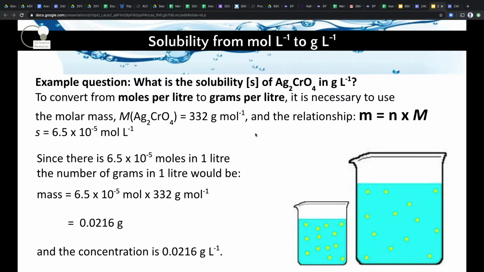Because we want concentration in grams per liter, right? We want to go from moles per liter to grams per liter, and to do that, I plugged in what m is equal to in terms of moles times molar mass. We know what n over V is because that's just the solubility number, 6.5 times 10 to the negative 5 moles per liter. And then you times that by 332 grams per mole. I think he knows what he's doing. Really? Because you messed it up the first time. There we go.